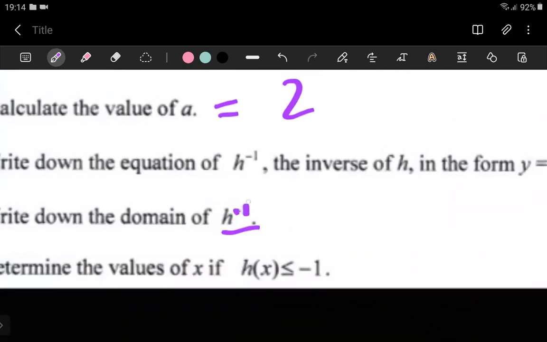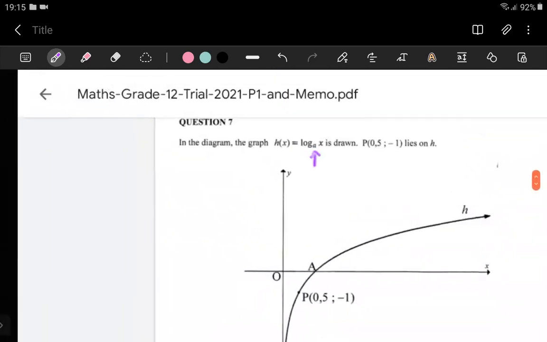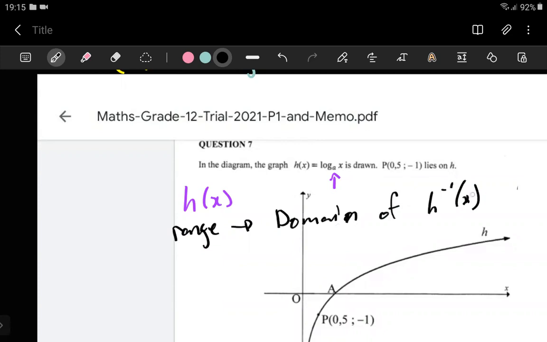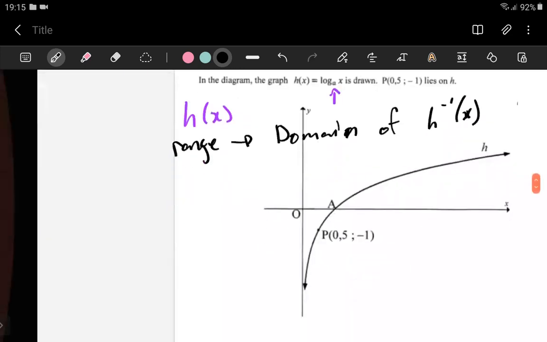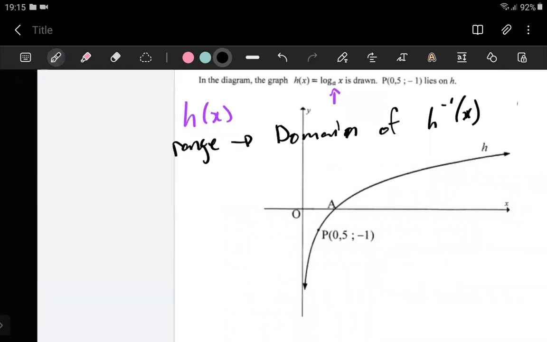Thinking of what inverse is. Well, the domain of the inverse is the range of the original one, and vice versa. So if you have h of x, its range is the domain of the inverse, and its domain is the range of the inverse. It's because not just the x values swap around, the properties of the original graph swap with the properties of the inverse.